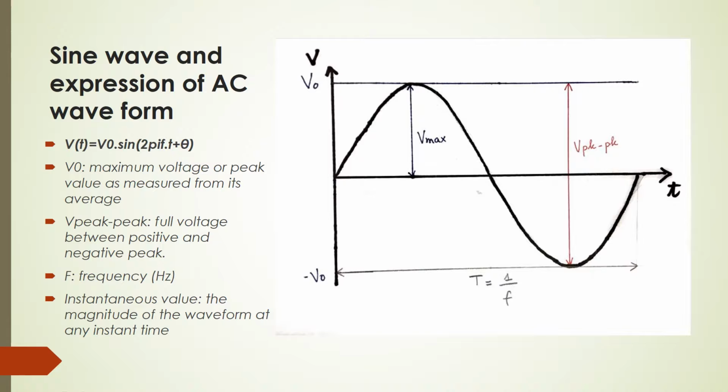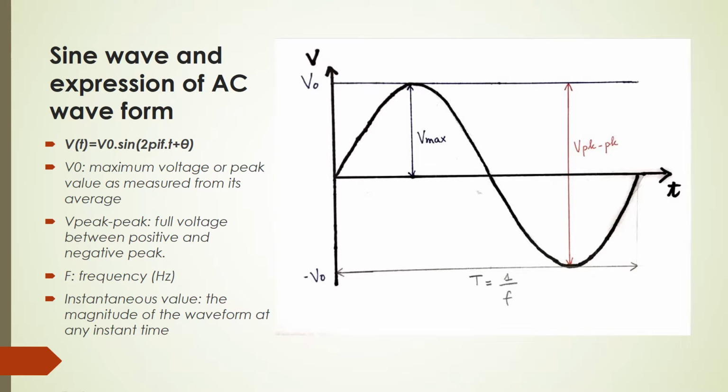Vt is equal to V0 times the sine function. Vt is the instantaneous value, which is the magnitude of the waveform at any instant time. To make it clear, I'm going to explain each term contributing to this function. V0 is the maximum voltage, or the peak value as measured from its average. So here, the inductor will cut the most amount of flux lines.